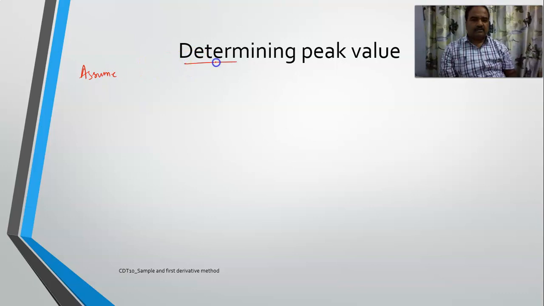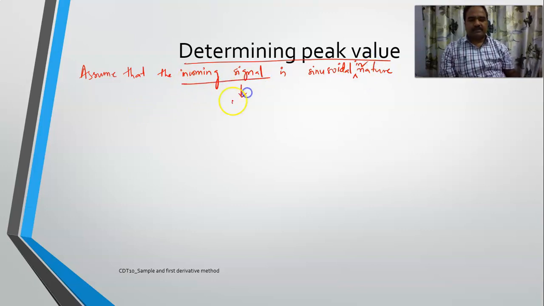So first of all, let's try to determine the peak value. I'll assume that the incoming signal is a voltage. The incoming signal is sinusoidal in nature. So I'll take this incoming signal as a voltage signal, a sample voltage signal. I'll take it as v(t) equal to Vm sin(omega t).